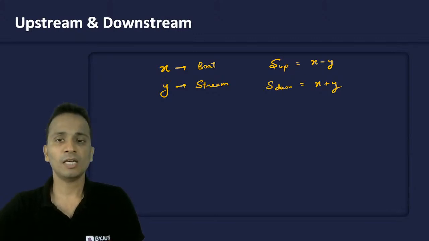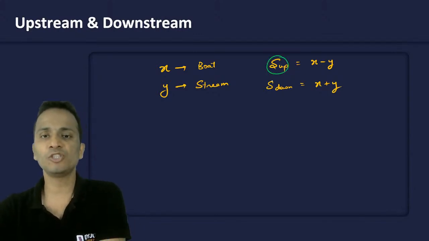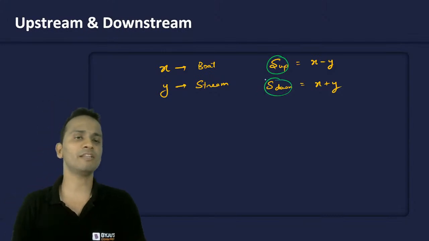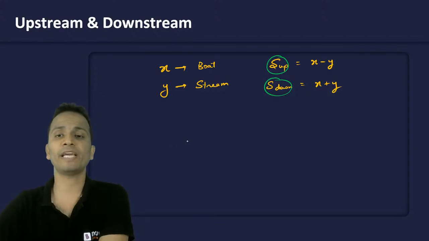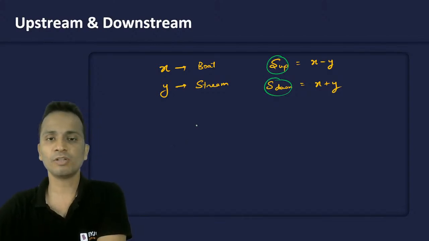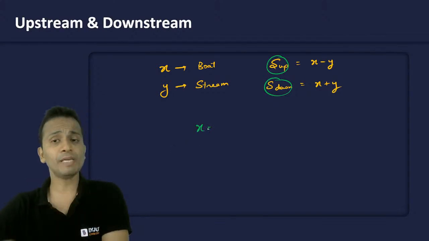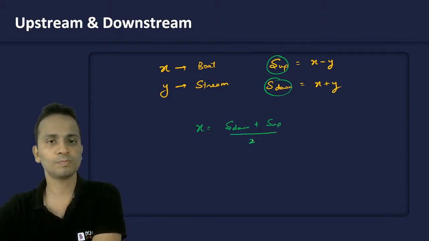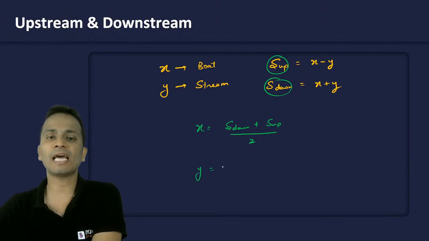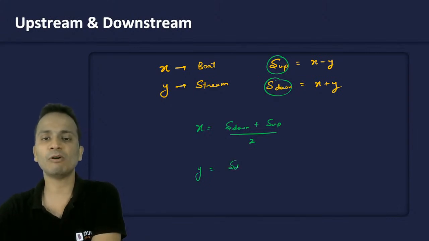Now what if you are given speed upstream and downstream, and you will have to calculate the values of x and y? So you can write the values of x and y directly. The value of x can be calculated as speed downstream plus speed upstream divided by 2. And the value of y can be calculated as speed downstream minus speed upstream divided by 2.